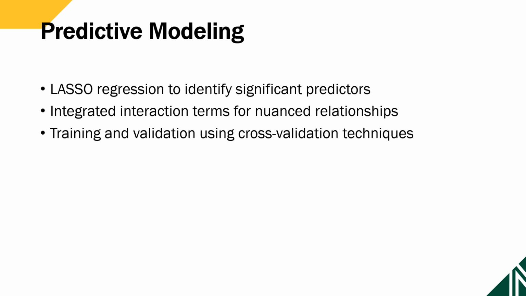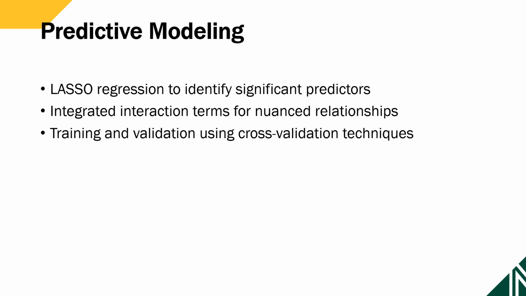And then the integrated interaction terms. To enhance the predictive power, we integrated interaction terms. These terms capture the relationship between variables that may not be evident individually. For instance, our study revealed how treatment duration interacts with certain comorbidities to influence remission outcomes. By including these interaction terms, the model could better account for the combined effects of variables, providing a more detailed understanding of what drives treatment success.